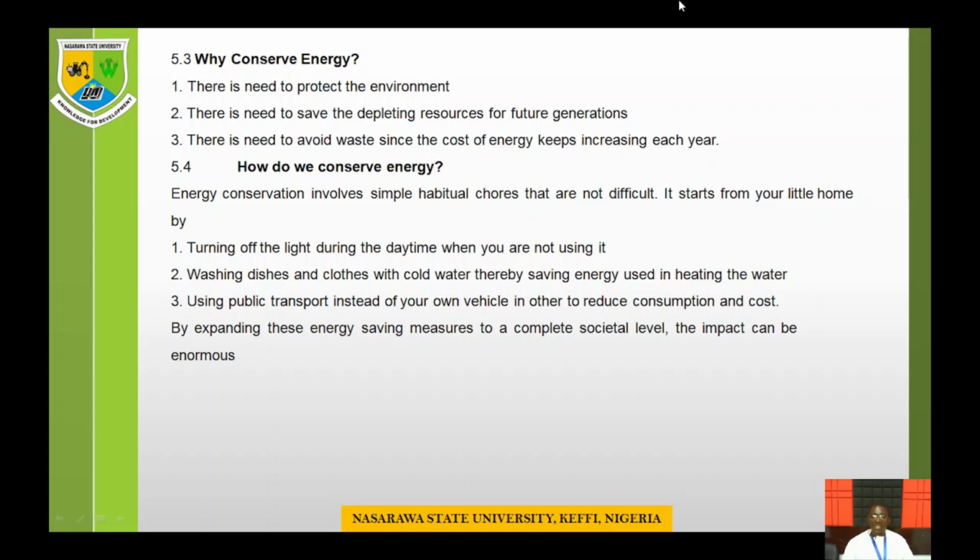Just imagine the whole of you in this class choosing to board one vehicle or one train. Just imagine how safer our environment would be and how much energy consumption would have been saved.